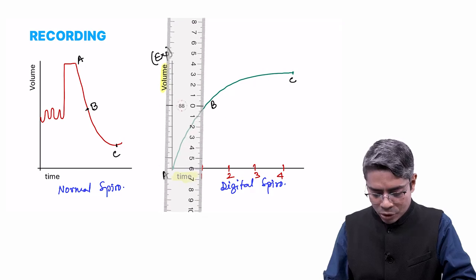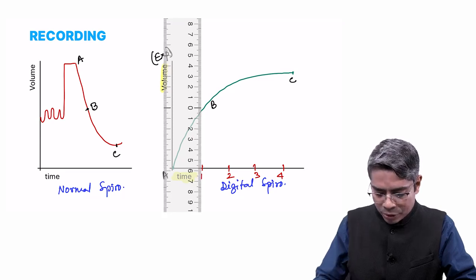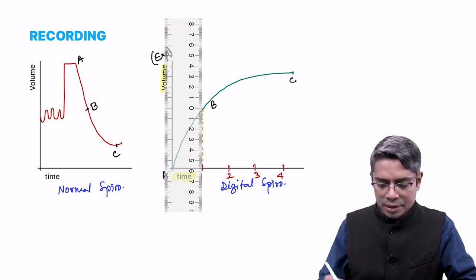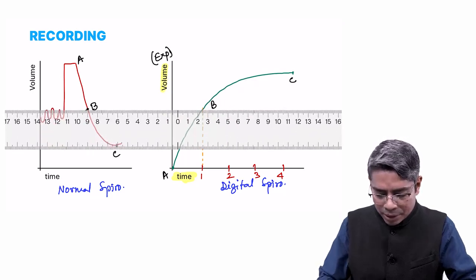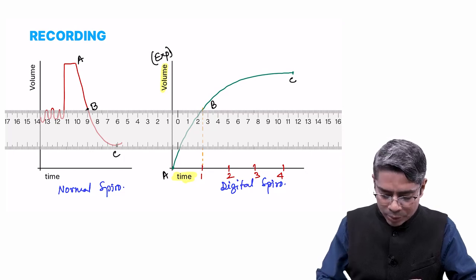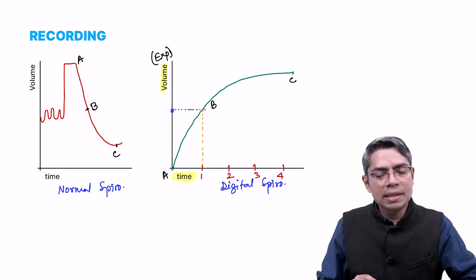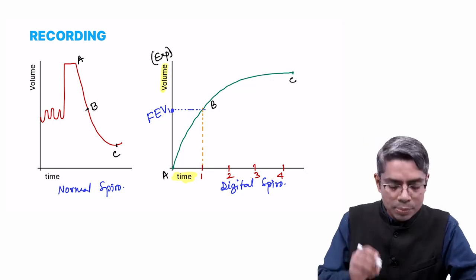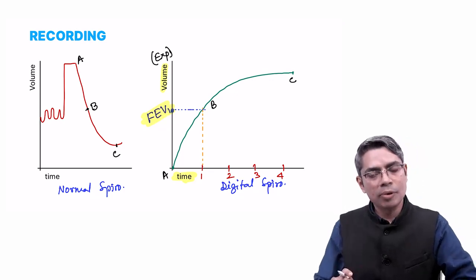So I have to just drop a perpendicular from this 1 second point. Where the perpendicular meets the expiratory curve, from this junction I am going to drop another perpendicular on the y-axis. Now if I look at the value on this y-axis, this is the value which is known as FEV1. Getting my point? So this volume which you are getting on the y-axis is your FEV1 volume.